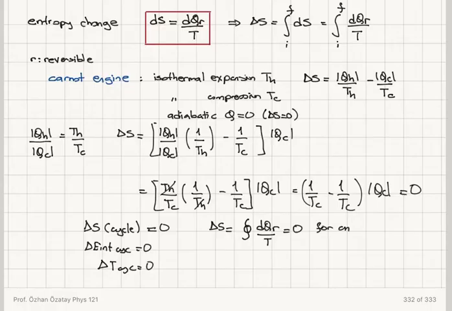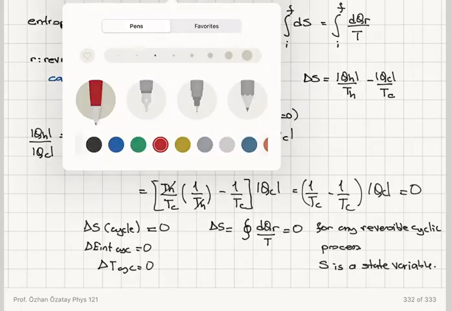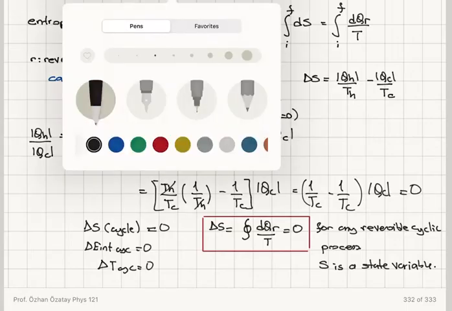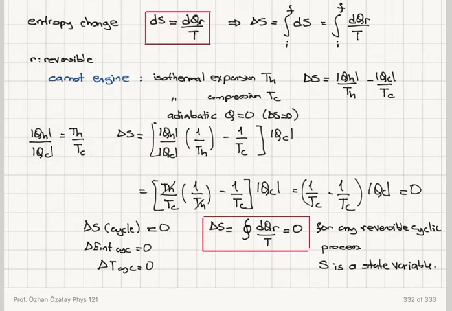For any reversible cyclic process, because S is a state variable. All right, so that's an important result to remember because it comes from the definition of entropy. It's measuring the number of microstates or the degree of disorder corresponding to a certain macrostate.